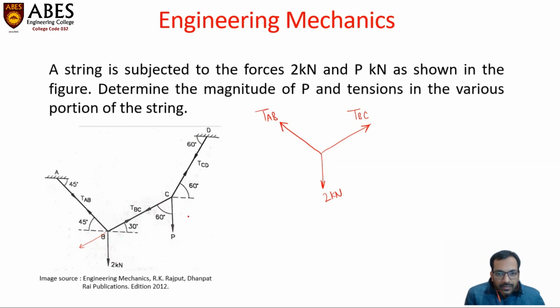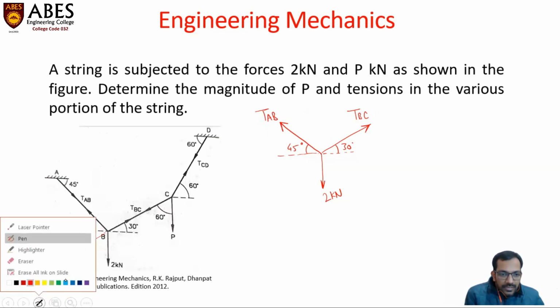And these two angles are given. This angle is 30 degrees. And this angle with horizontal is 45 degrees. These two angles are already given in the question. So how to proceed? First of all, we can clearly observe that this is a simple case of Lami's theorem. We can easily apply Lami's theorem for the calculation of TAB and TBC. But before applying Lami's theorem, we need to find out the intermediate angles. So let's consider these angles first.